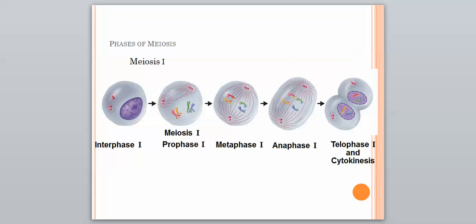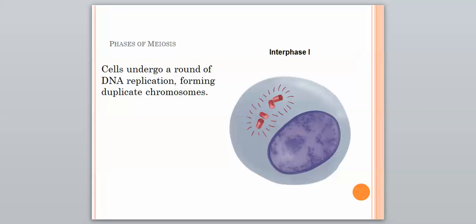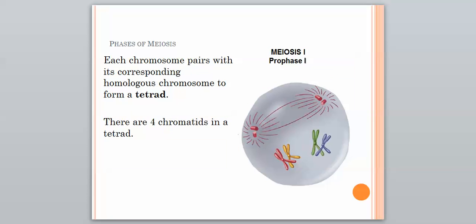And this is kind of what the stages of meiosis 1 look like, and we will go over each one of these and what happens in each phase. During interphase 1, which we didn't necessarily say was part of mitosis, but it needs to be mentioned, cells undergo a round of DNA replication, forming duplicate chromosomes. So again, we just make new chromosomes. And that's the first phase.